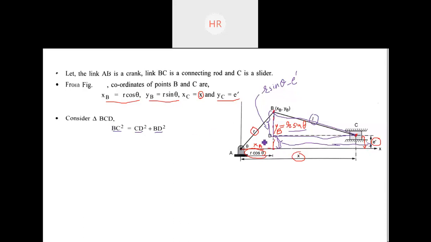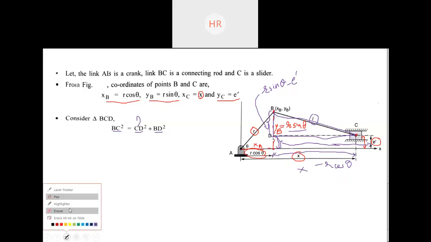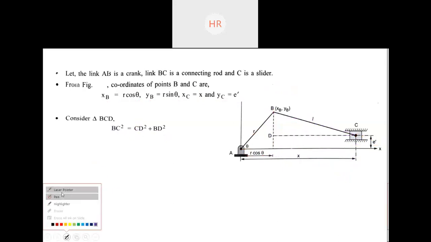And similarly CD, what will be CD? The distance up to point C is x. Okay, so x minus r cos theta. It is this much distance. This will be CD. Okay, so substitute these things in this equation. So what will we get? BC is equal to L, so L square. CD is equal to x minus r cos theta, so x minus r cos theta square plus r sin theta minus e dash square.